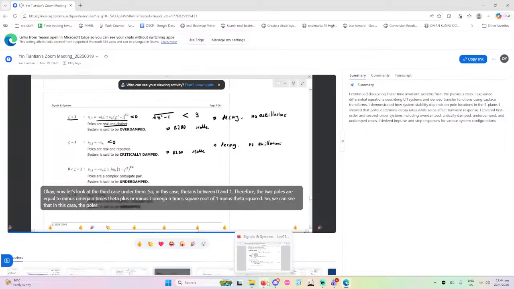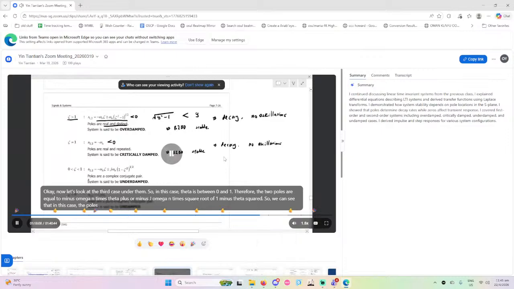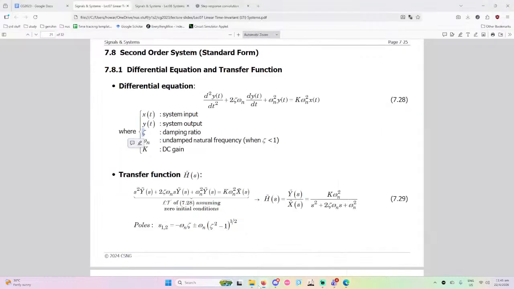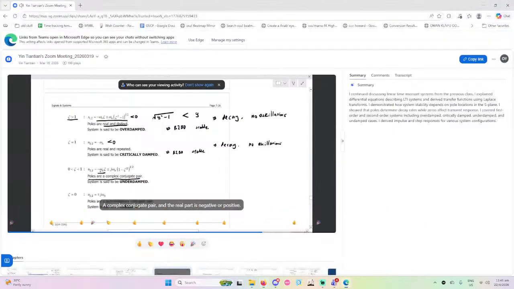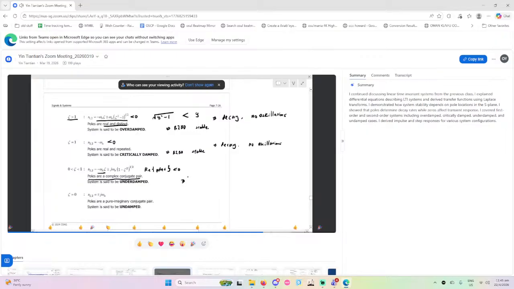Okay. Now let's look at the third case, underdamped. So in this case, theta is between 0 and 1. Therefore, the two poles are equal to minus omega n times theta plus or minus j omega n times square root of 1 minus theta squared. So we can see that in this case, the poles are a complex conjugate pair, and the real part is negative or positive? Negative. So we can see that the real part of the poles is less than 0. So is the system BIBO stable or not? BIBO stable. Okay.